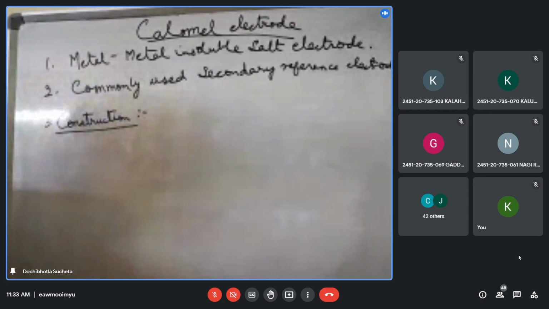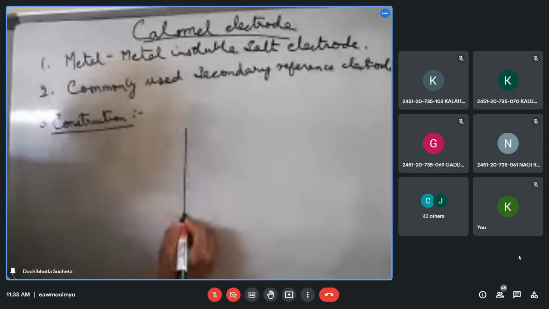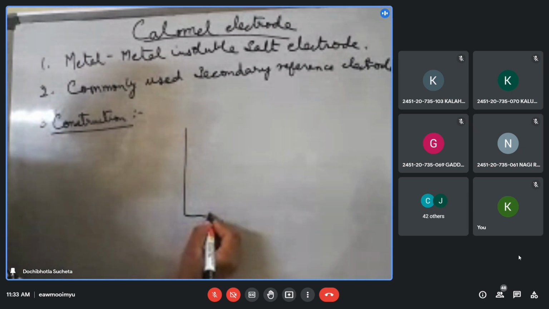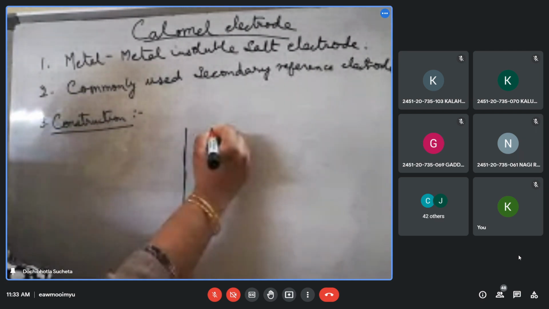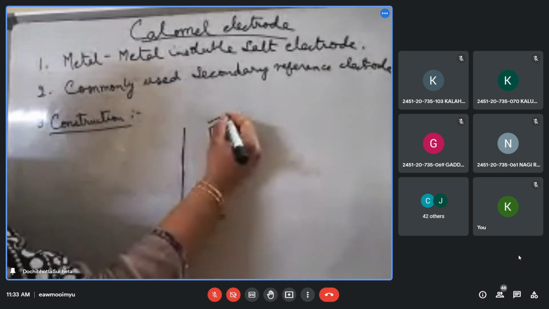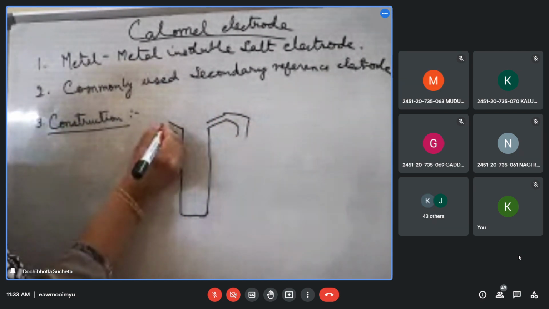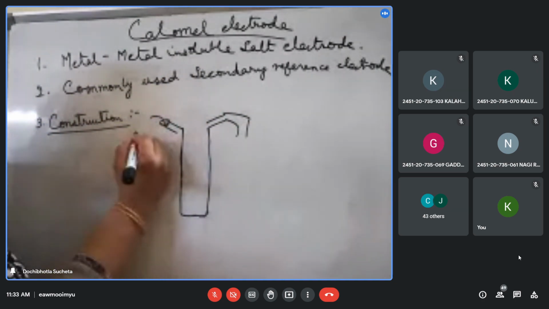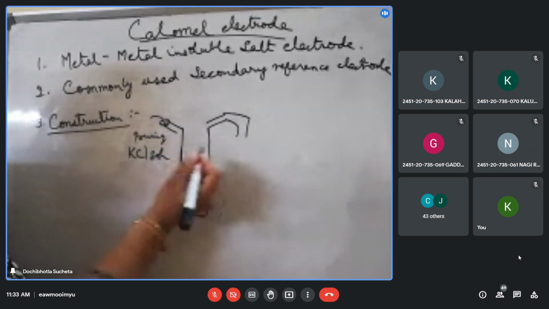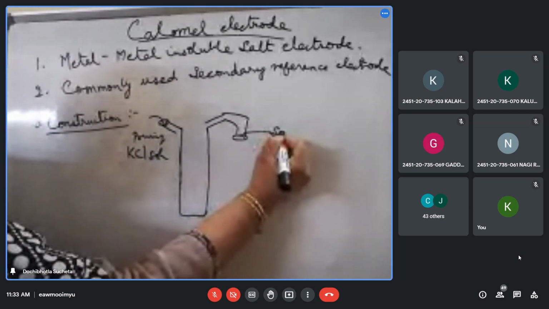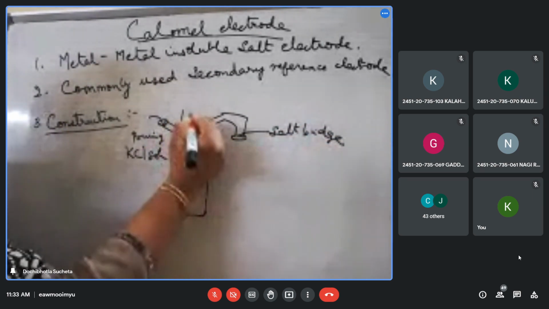Now, how it is being constructed. Hope you might have already known this. The electrode is built by taking a thick, strong glass tube, which has two openings. One opening is for pouring KCl solution. The other opening is for salt bridge.